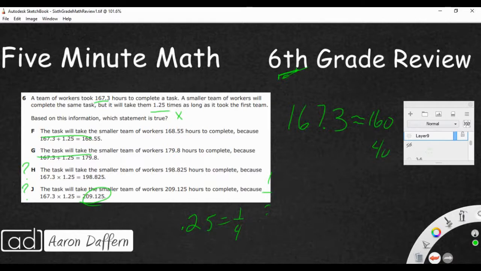So if I wanted just to mentally add 40 to this, make sure we line up our decimals, it's going to get me 207.3, which is going to still be a lot closer to this one than it is that one. So if you wanted to just eyeball it, you could have equated that 0.25 with a quarter. You could have divided the 160 by 4, added that 40, and you could have got your answer there.